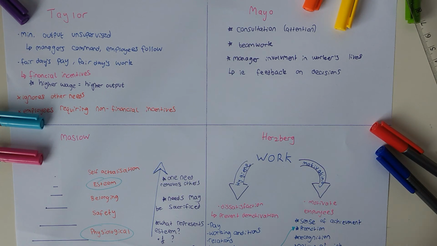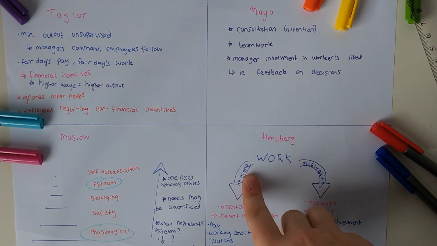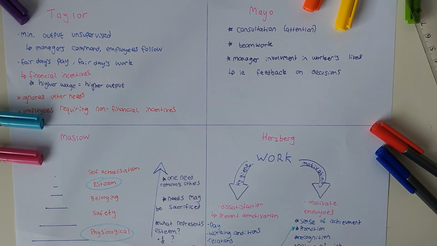And finally, we have Herzberg's 2-factor theory, and there are 2 types of need. There are hygiene needs and motivating needs. Now, a hygiene need, if not met, will dissatisfy the employee. However, if it is met, it allows motivation to take place, but meeting a need will not motivate an employee. And this is just things you find on the contract of employment, really.